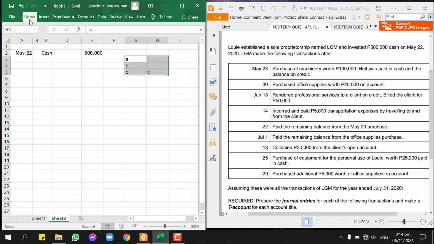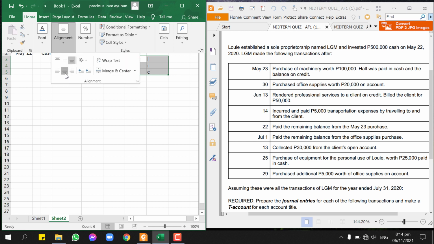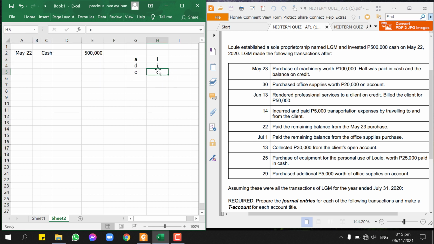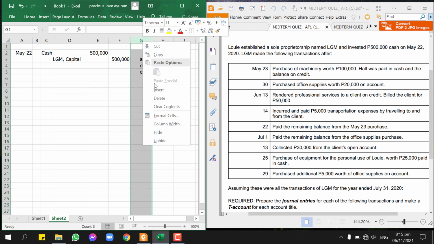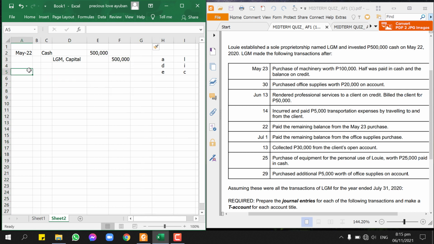So, kung babalikan natin yung ating normal balances, si capital is nandito sa credit side. So, yung credit natin is LGM capital. Again, we should use the prescribed chart of accounts. Okay. Next transaction we have is May 23.